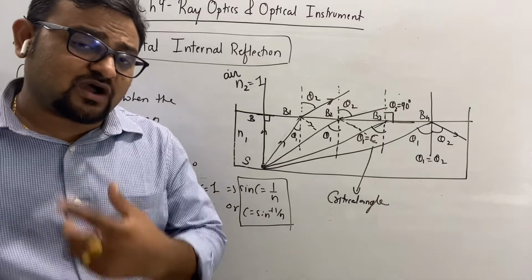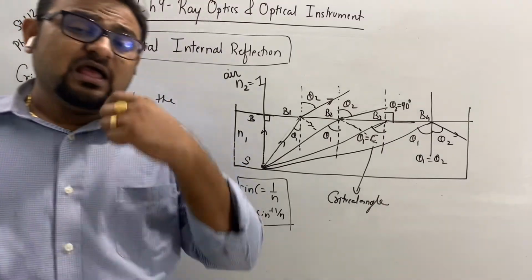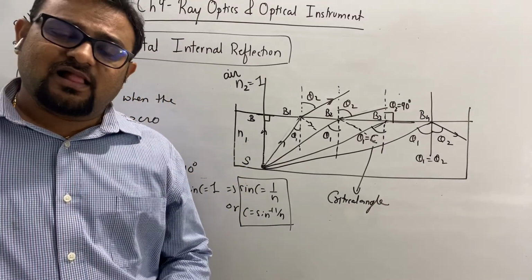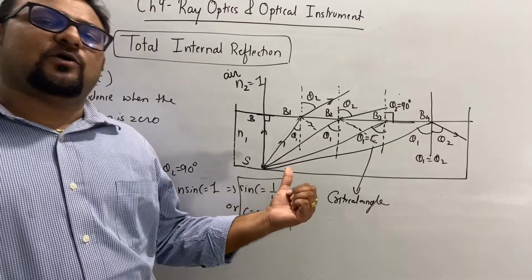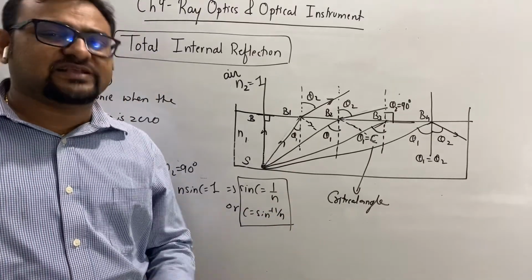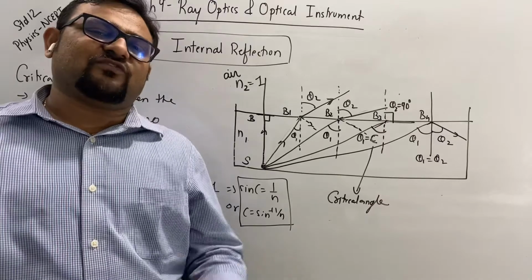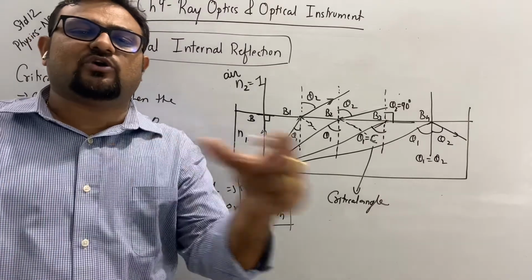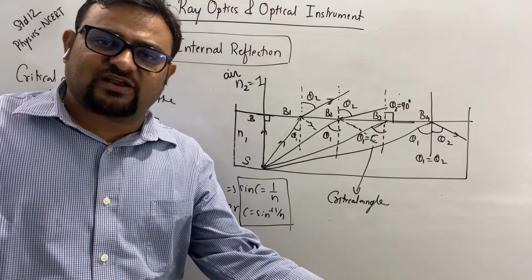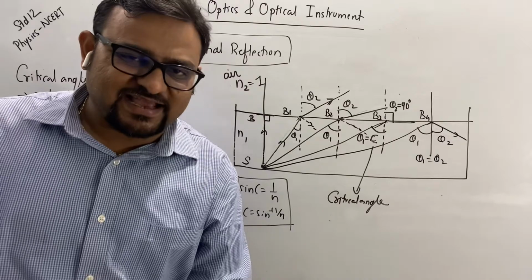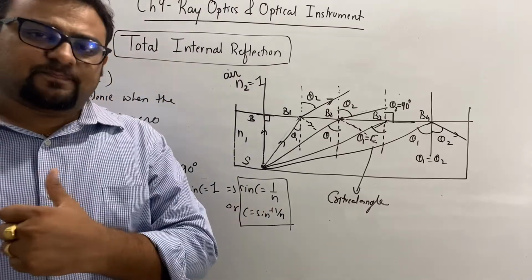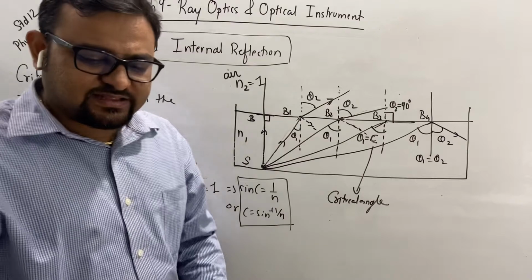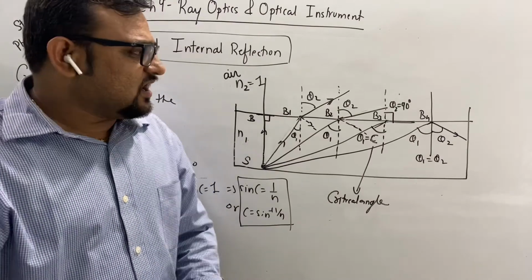So if you are asked to find out the critical angle, then just take this formula, 1 upon refractive index. That means sine C will be equal to the reciprocal of refractive index. Now using the sine table, just find out the value of C. Clear? So I'm repeating this topic once again.